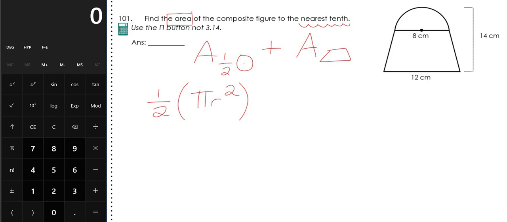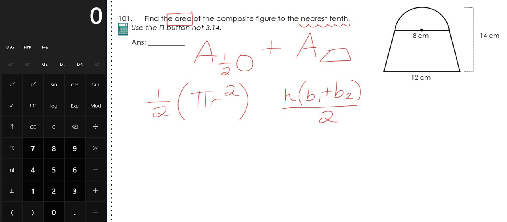And now for my trapezoid, I need to remember what my trapezoid formula is. The trapezoid formula is height times base 1 plus base 2, all over 2. Okay, you have to memorize both of these formulas. Not necessarily the 1/2 for the pi r squared, because usually we deal with full circles, but definitely the trapezoid formula. So flip to the back of your packet, write it down. If you don't have it, you need to know this formula.